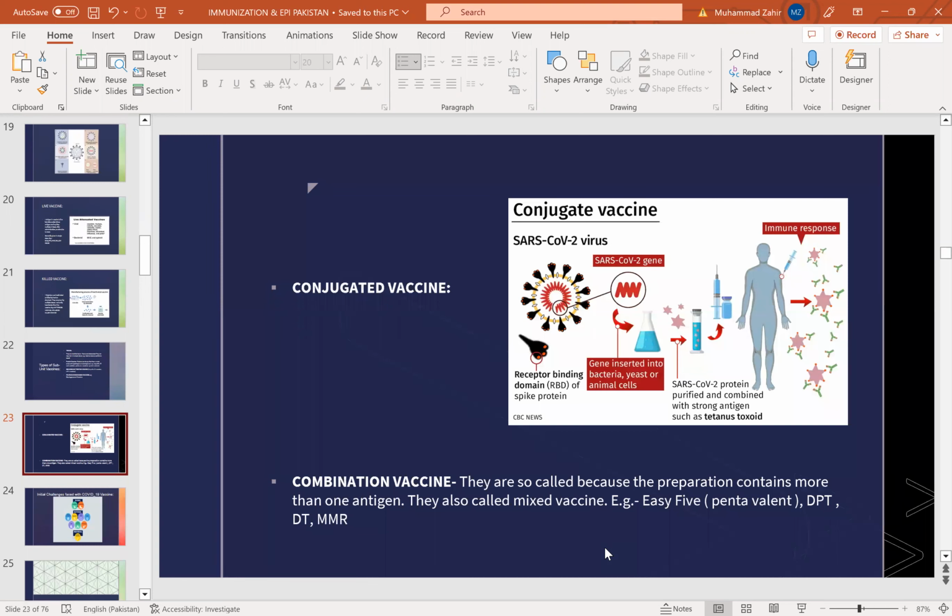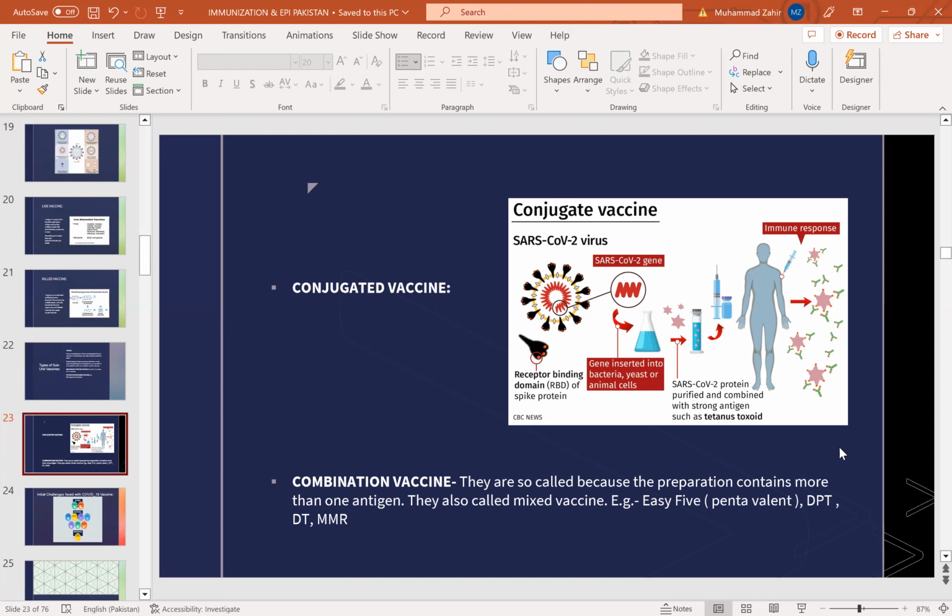In the conjugate vaccine, for SARS-CoV, the viral receptor binding domain of spike proteins was present. Then this SARS-CoV-2 gene was taken and inserted in bacteria, yeast, or animal cells. Then the SARS-CoV protein was purified and combined with strong antigens such as tetanus toxoid. And then the vaccine was prepared, and when it was given, the immune response was there.